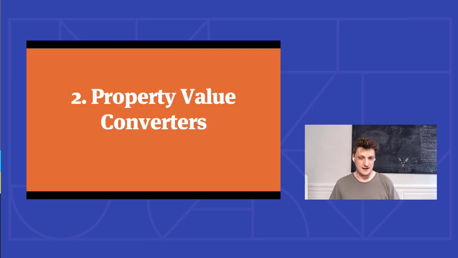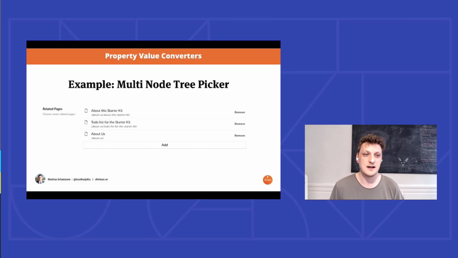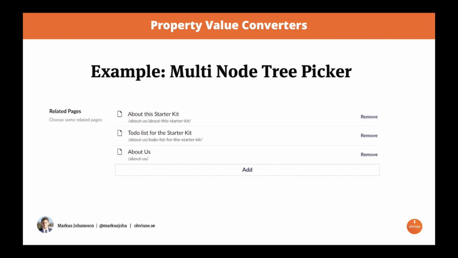All right, so I'm thinking that we should continue this journey with the content and how it's stored in Umbraco. So I'm going to talk a little about how this ends up in the front end. And this brings us to property value converters. So I'm going to present this with an example. Here we have a multi-node tree picker. I've picked 3 items here, 3 related pages.